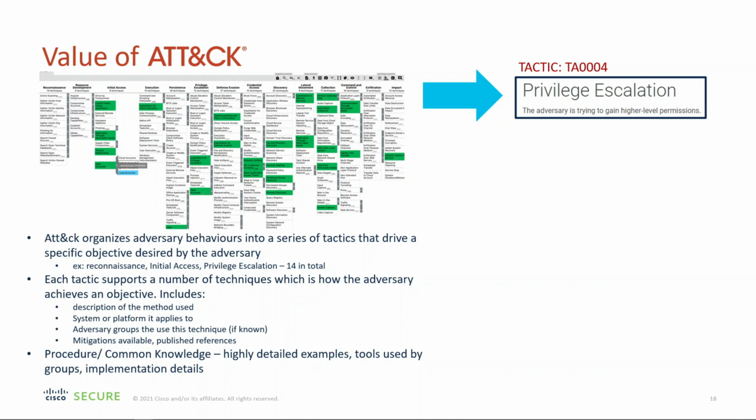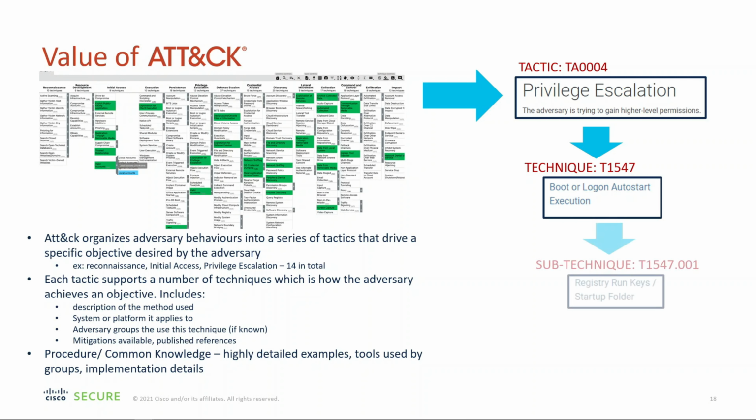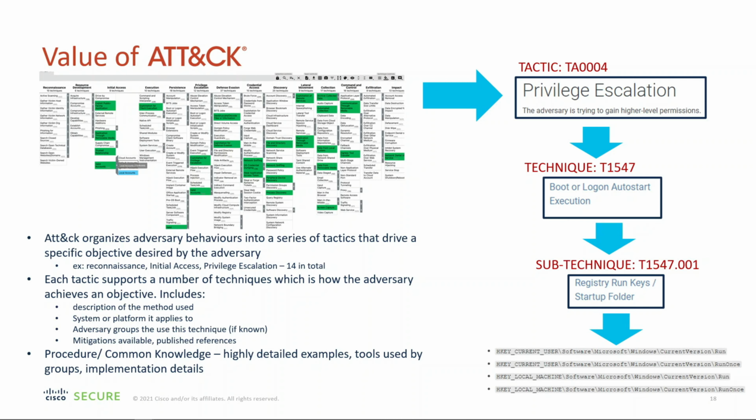And so when you look at a tactic, say privilege escalation, this is the adversary's ability to gain higher-level permission so they can do stuff on the system. And then the technique would be, in this case, boot or logon autostart execution. And the sub-technique could be the registry run keys or startup folder. And so here's an example of the Windows registry where they would enter something that would help gain or elevate privilege. Or you could also use this for persistence as well.